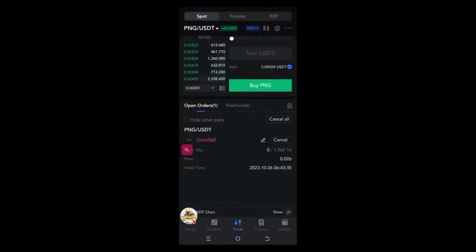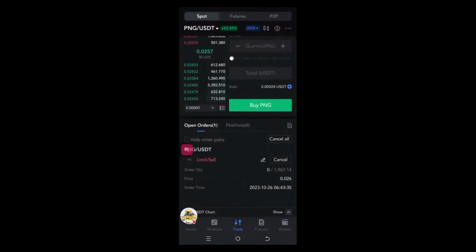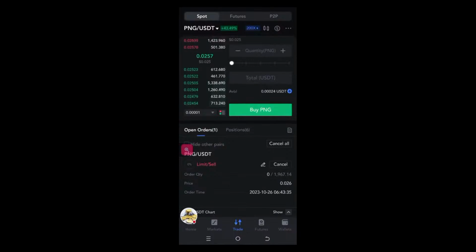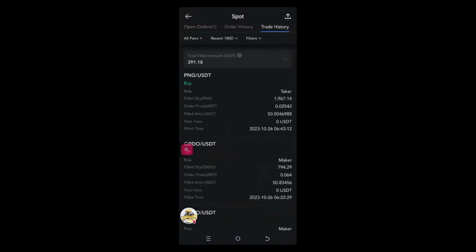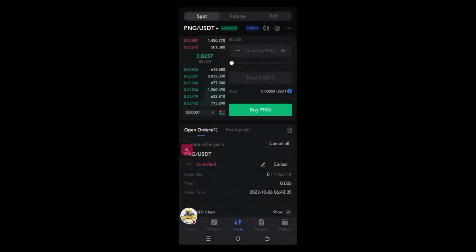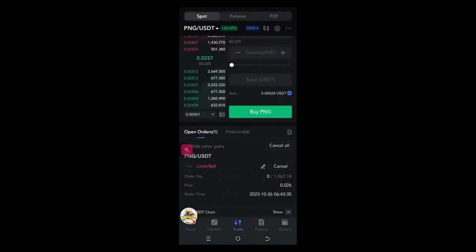Have we cashed out? Let me see. How much did we buy it at? It's supposed to be 26, right? I think we bought it at 2542. Let's see what it is now. 257.